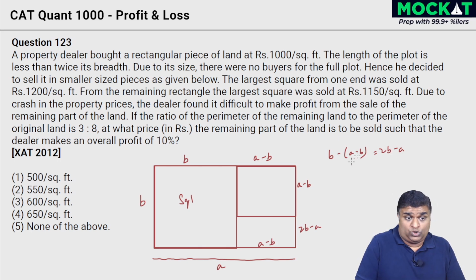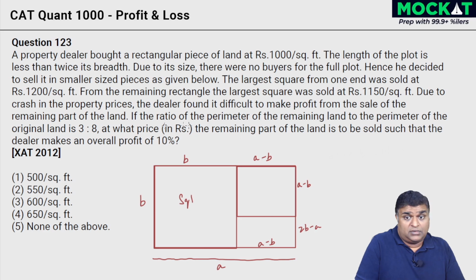So what am I told right now? Due to crash in the property prices, the dealer found it difficult to make profit from the sale of the remaining part of the land if the ratio of the perimeter of the remaining land to the perimeter of the original land is 3:8. Okay, so let me create some space over here.